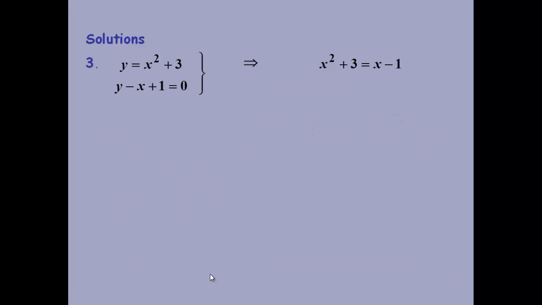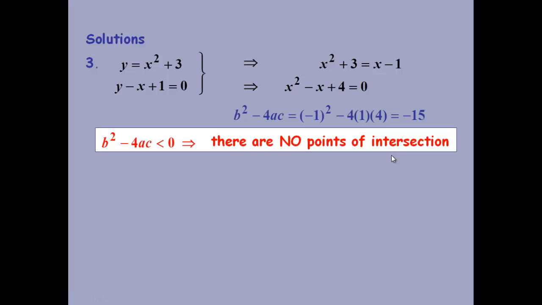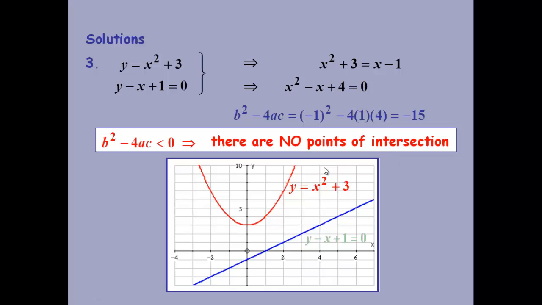And the final one, rearrange the linear one, equate right-hand sides, arrange the quadratic into the form ax squared plus bx plus c equals 0. Check your discriminant. This time it's negative, which suggests that there's no points of intersection. And we can see from the sketch there that that's the case. The line and the curve don't meet.